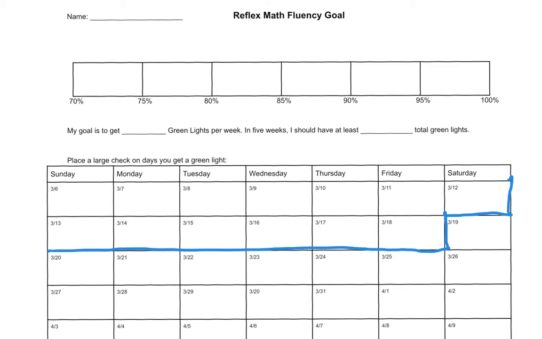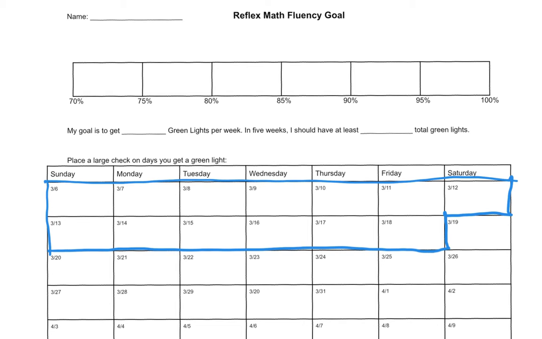So far in these first 2 weeks of working on your math facts, how many times have you played Reflex? Hopefully twice a week or 3 times per week. If you are behind, if you haven't played and gotten green lights, then you need to catch up. So you're going to need to play several times over spring break to get caught up because your goal is there, and this is up to you to do.